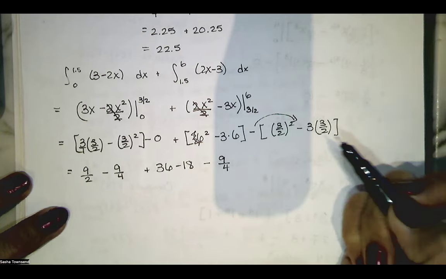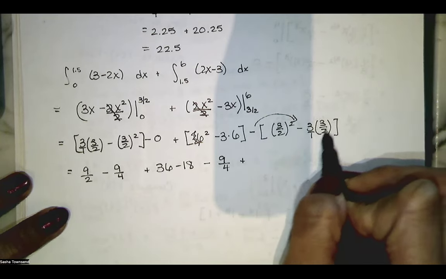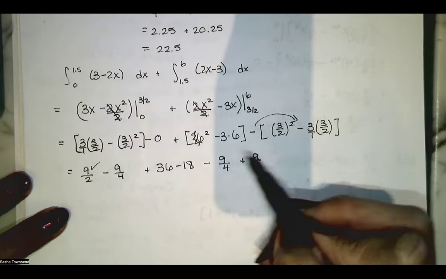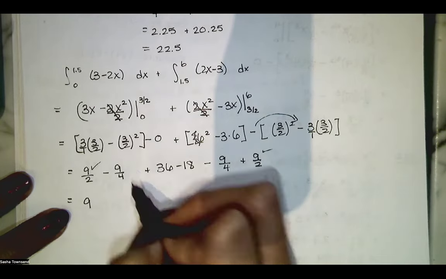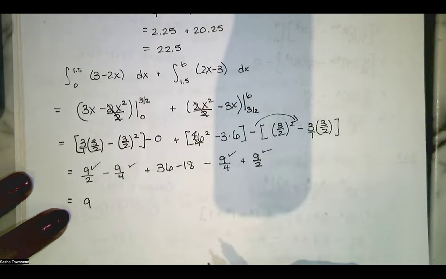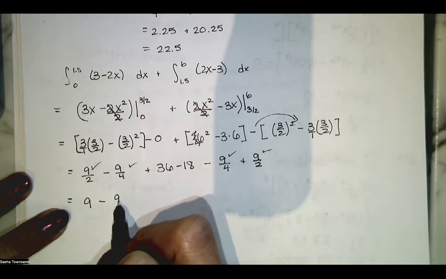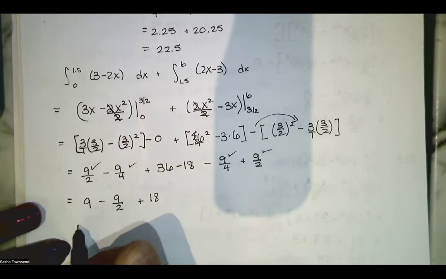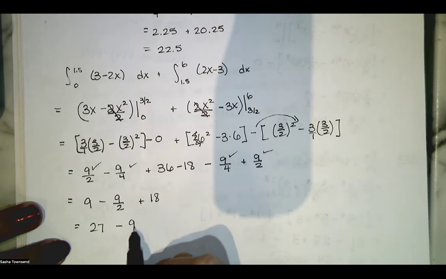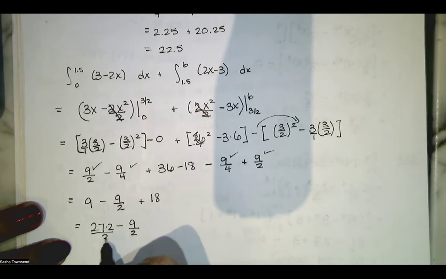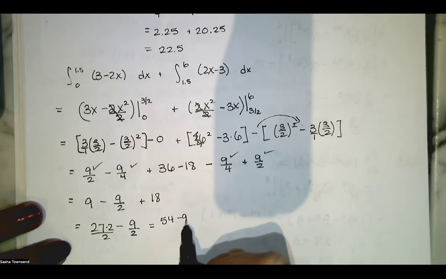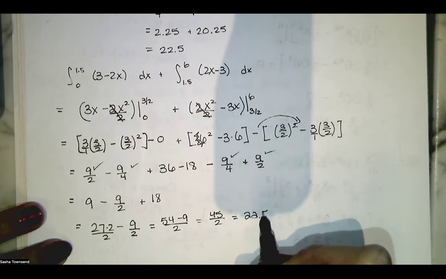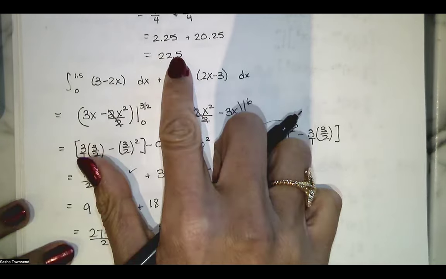And if we distribute that negative, we'll say plus 3 over 1 times 3 over 2. So we're going to add 9 halves. 9 halves plus 9 halves is 9. Negative 9 over 4 minus 9 over 4 is negative 18 over 4, or negative 9 over 2. 36 minus 18 is 18. So we end up with 27 minus 9 divided by 2. If we multiply by 2 over 2, we get 54 minus 9, all divided by 2, which is 45 over 2. And 45 over 2 is 22.5. And that is the same value as we got over there.